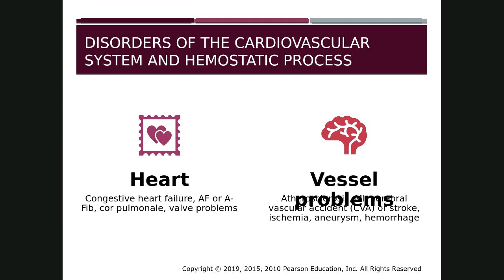Disorders of the cardiovascular system and hemostatic process can be found on table 7.6. Please also review the clinical alert on page 245. Congestive heart failure, AFib, and valve problems. Vessel problems would include arteriosclerosis, cerebrovascular accident or CVA or stroke, and ischemia. An aneurysm is a weakening of the blood vessel wall, which causes a balloon to form and rupture, and then also hemorrhage. Your book goes into great detail about these disorders in the description, so please make sure to review these in your own time.